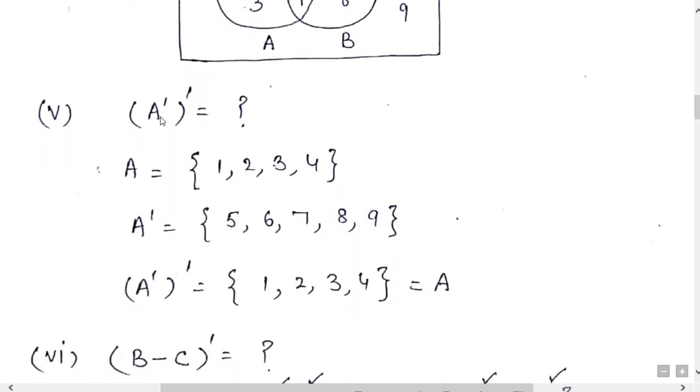Part 5, A complement, then again complement. What is the meaning of A? This set is given to you: 1, 2, 3, 4. What is the meaning of A complement? Rest of the elements which are present in the universal set but not in A: 5, 6, 7, 8, 9. Again take the complement. It's again 1, 2, 3, 4. It means A complement, then again complement, is equal to A itself.